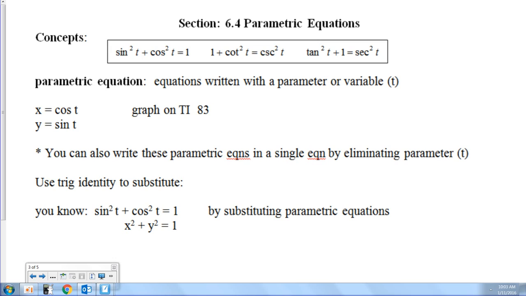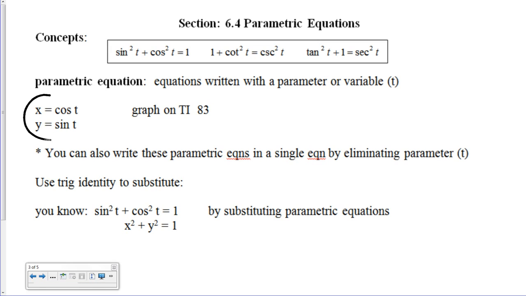So what I want to do today is look at parametric equations, how we use them in a graphing calculator, what they look like, and how you transform parametric equations into Cartesian equations. How do you go from two equations with an x, y in it, in terms of t, and convert that into one equation with only an x and a y, and get rid of the t?